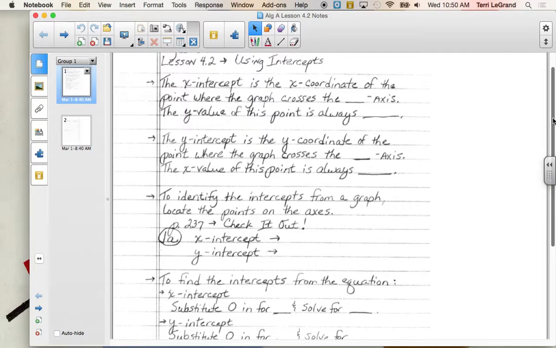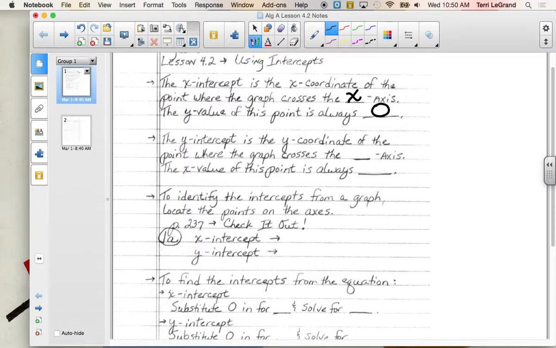Are you starting to see a pattern going on here, Cameron? All the x-intercepts, all those points on the x-axis have a 0 for their y value. So not for the x value, and that's probably what you meant to say, didn't you, Brighton? So the x-intercept is the x-coordinate of the point where the graph crosses the x-axis. The y value of this point, we just said, is always 0.